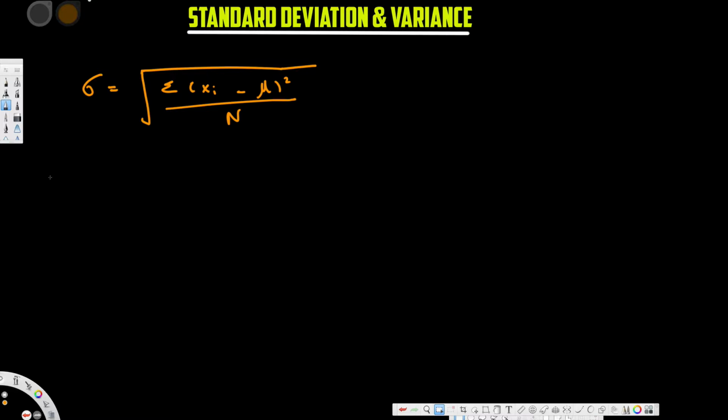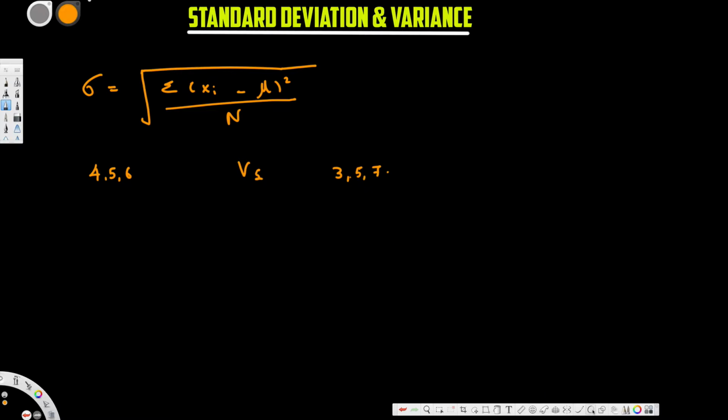Now let's look at this set of numbers. Let's say we have 4, 5 and 6, and let's say we have another number set that is 3, 5 and 7. Now how can you decide which one has higher population standard deviation? It's based on the spread.